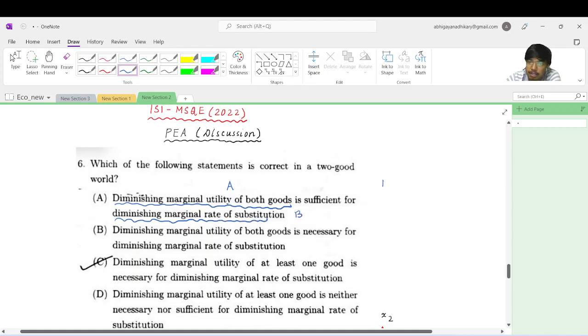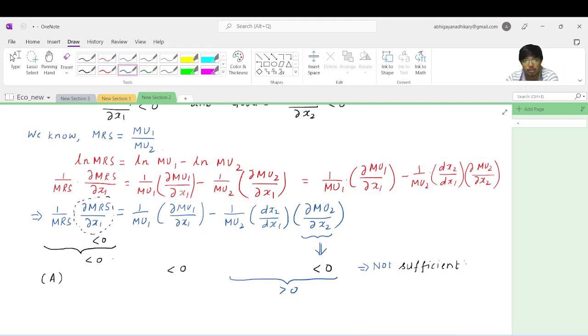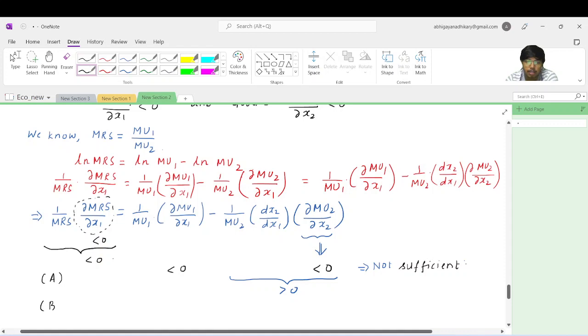So what does a necessary condition mean? That B implies A. And what does a sufficient condition mean? That A implies B. So for the sufficiency condition, A should imply B. That means diminishing marginal utility of both goods implies that diminishing MRS is satisfied. Is this the case? No. Because if both of them are negative, the second term can be positive and that might lead to a positive term. So not true.